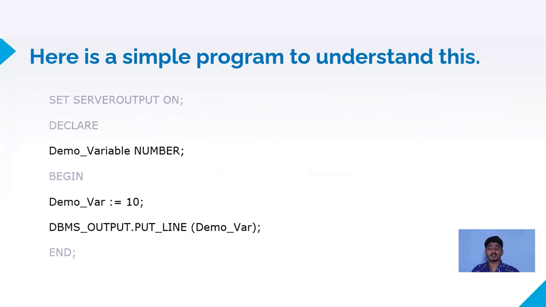So here is a simple program to understand. This is a very simple program in which I first declared a variable by the name of demo variable, which has data type number, in the declaration section. Later in the execution section, I initialize it, assigning a numeric value 10, and then using the dbms output statement, I displayed the value of this variable.